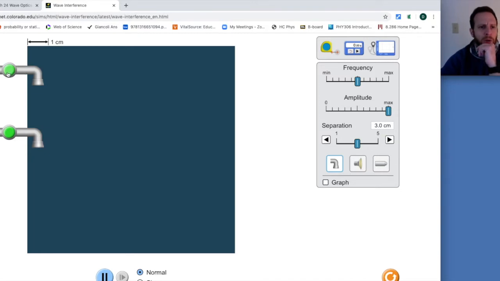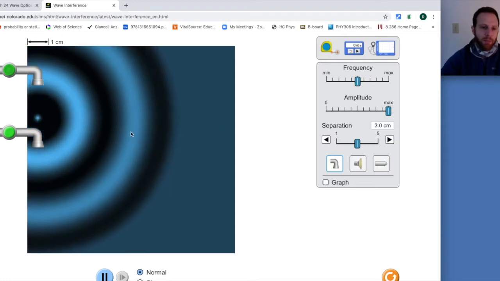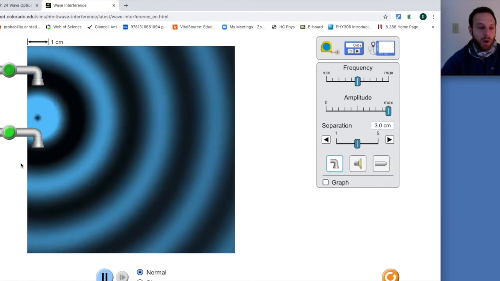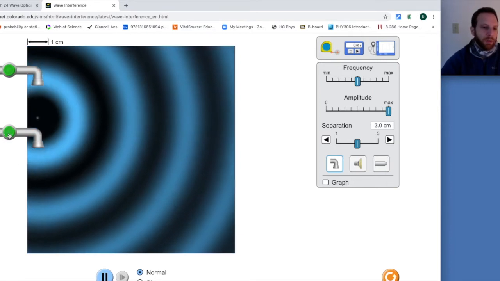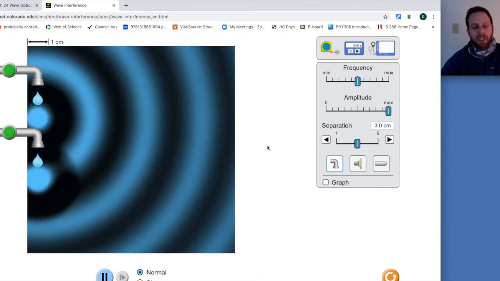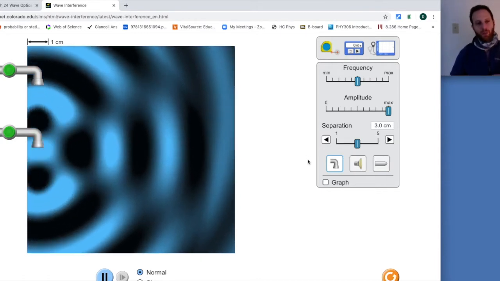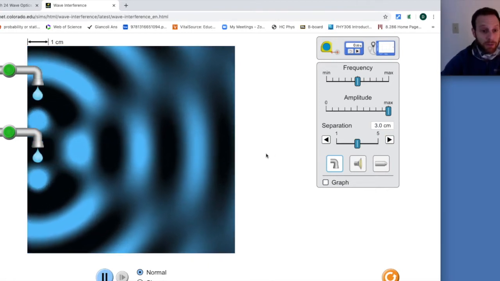If you make one faucet go, it'll make drips at a certain rate, and then you can see the waves being produced. The bright part is supposed to be the peak in the wave, and the dark part is the trough. If I get both of them going, and the program will automatically sync them, give it a few seconds, what you'll notice is this pattern emerges because the waves sourced by each faucet are interfering with themselves.